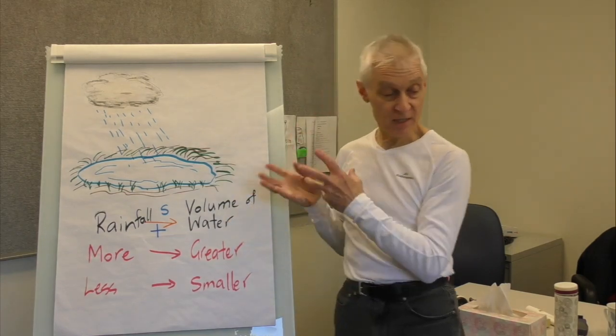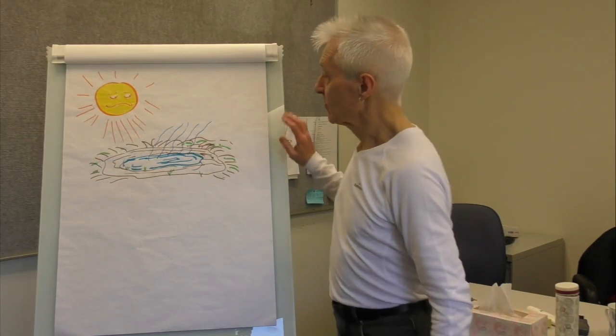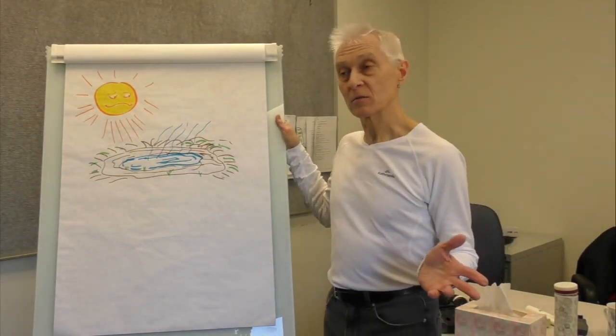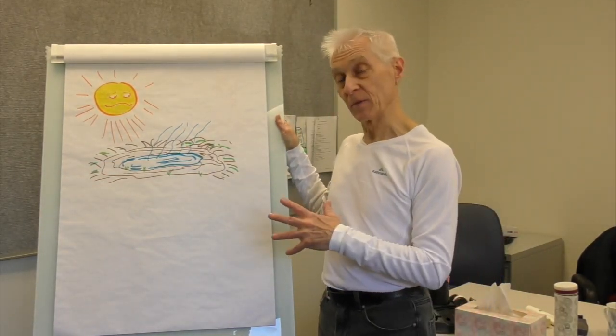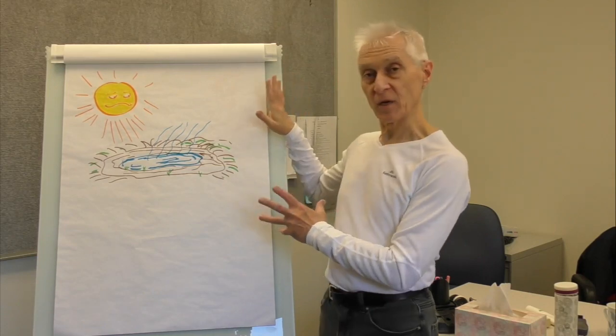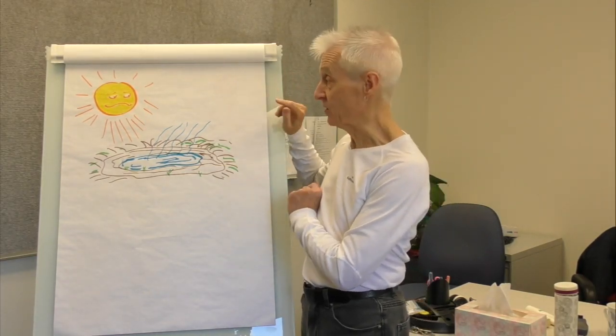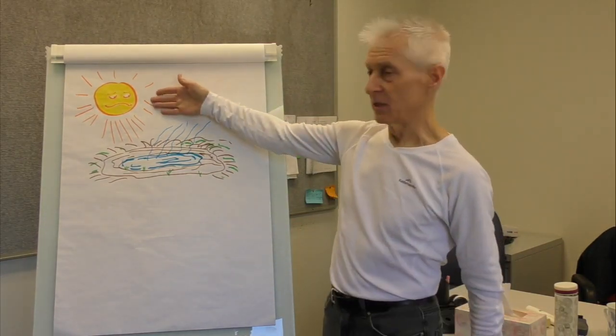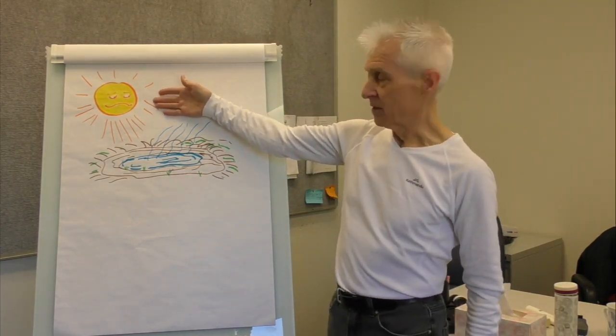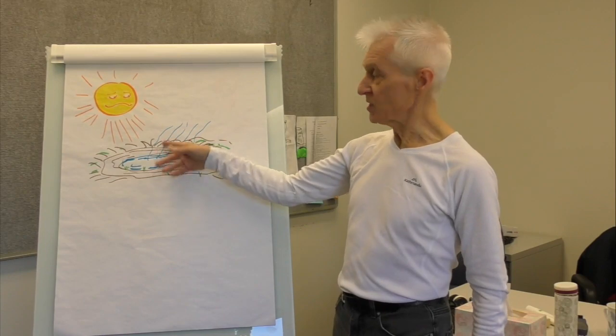Let's look at a slightly different example in a moment. So now let's look at this one. Here's a nice hot Australian summer. We can often have very hot and long and dry summers. And here we have our sun in a good mood shining down on our dam and the water's evaporating off the dam.